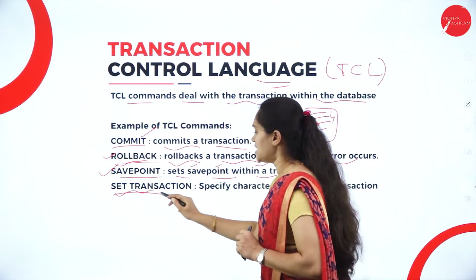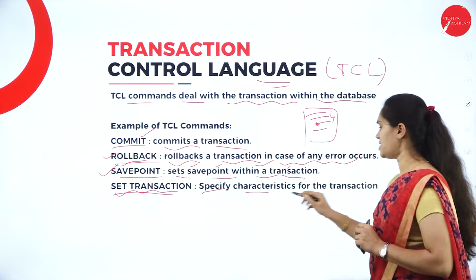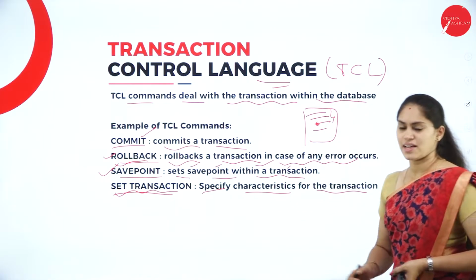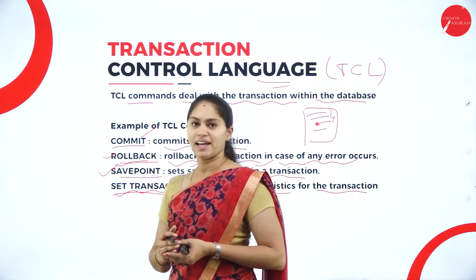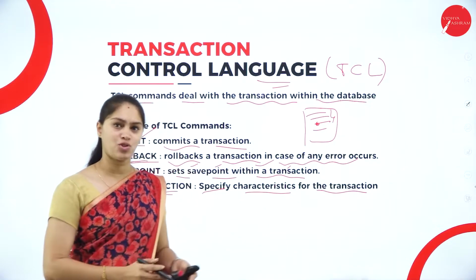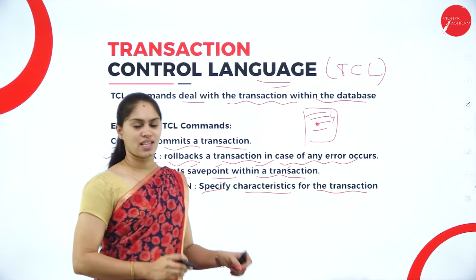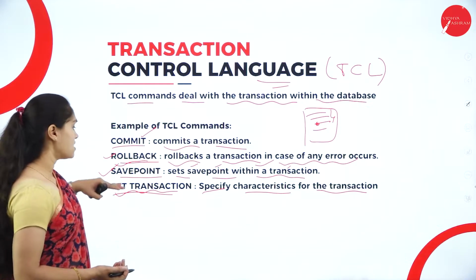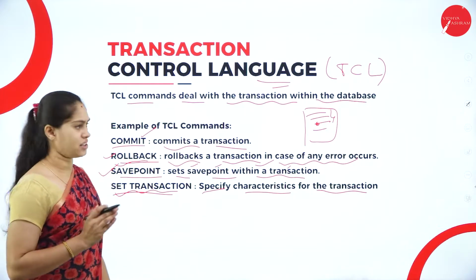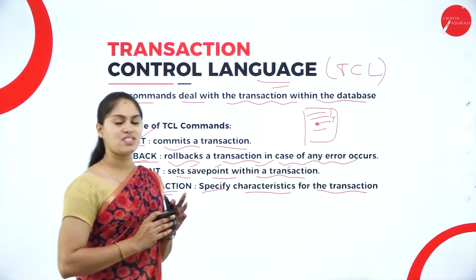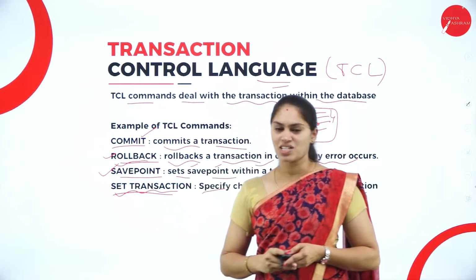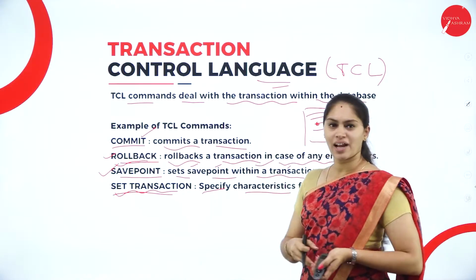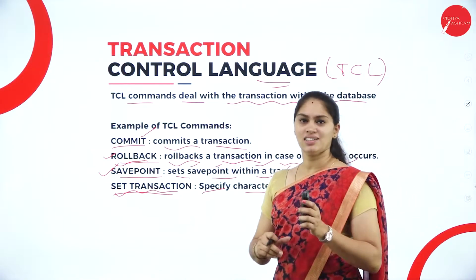Next, we have set transaction. It specifies the characteristics for the transaction: how the transaction must be, what kind of transaction we are dealing with, how much time it has to take, and at which point it has to save. That is what we have in this set transaction command. So these are the things which come under TCL, or transaction control language. So these are the types of programming languages that we have in a database.